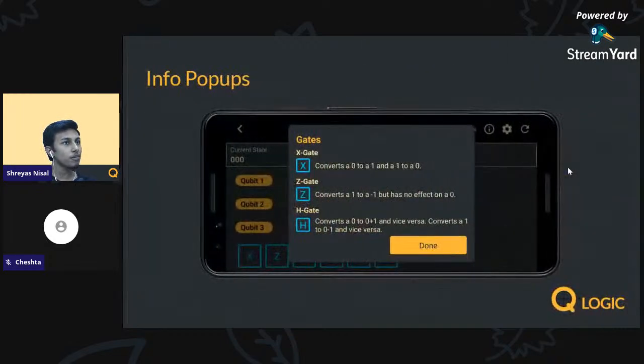Other than the pop-ups which come up before a level, in between a level, you can always hit the info button and you would get a pop-up like this, which tells you in a single line what each of the gates does. So this is another way with which we thought we could simplify the game and make sure that if you forget some gate, then you can quickly look at that gate with the info pop-up.